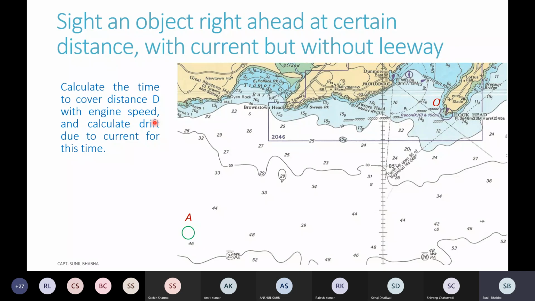Once the time is known, we now have to calculate the drift of the current. You see, the set and rate of the current is given to us. We know the rate, but we need to calculate the drift of the current. So drift is to be calculated for how much time? For the same time which we have obtained just now.